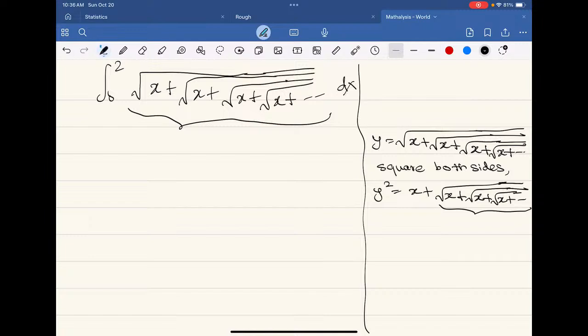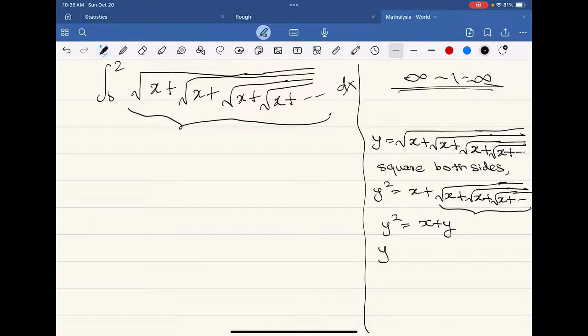Yeah, so there's surely no difference. Infinity minus 1 is again infinity, right? Infinity minus 1 is also infinite. So there's surely no difference. So again, this will be y square is equals to x plus y, right?